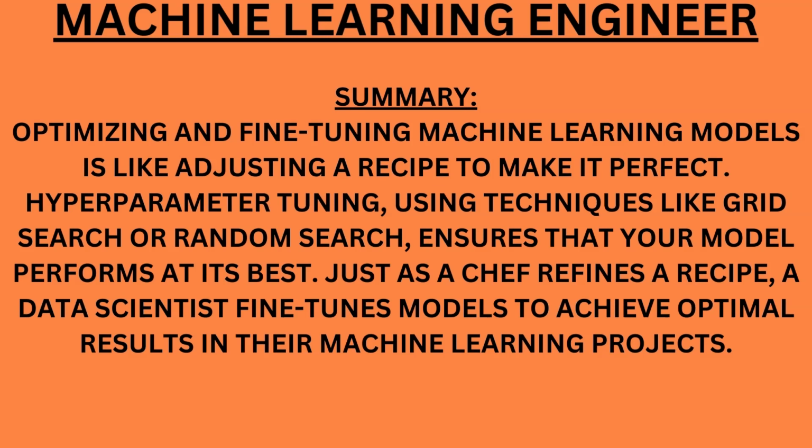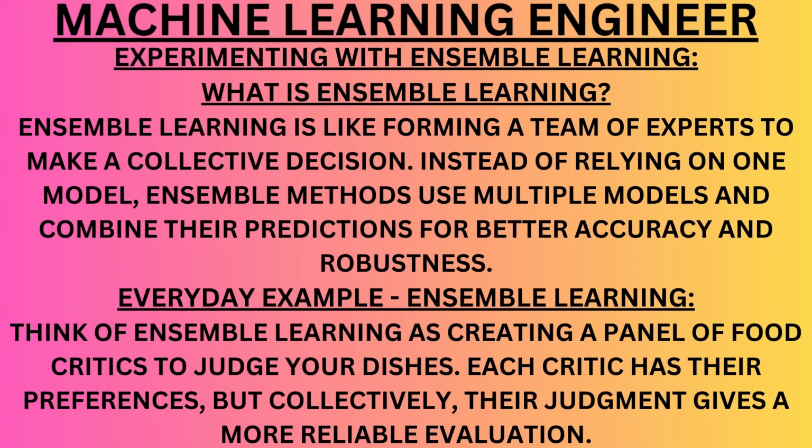Summary. Optimizing and fine-tuning machine learning models is like adjusting a recipe to make it perfect. Hyperparameter tuning using techniques like grid search or random search ensures that your model performs at its best. Just as a chef refines a recipe, a data scientist fine-tunes models to achieve optimal results in their machine learning projects. Experimenting with ensemble learning.